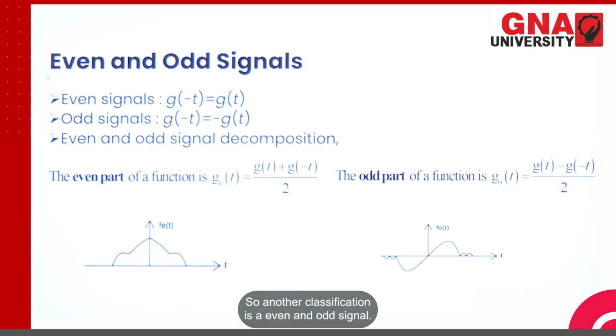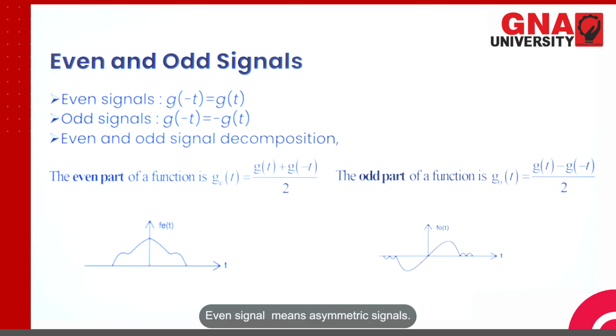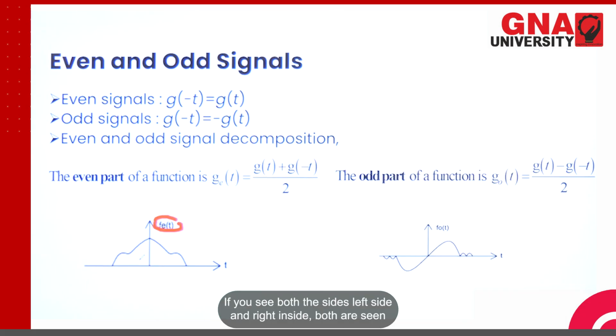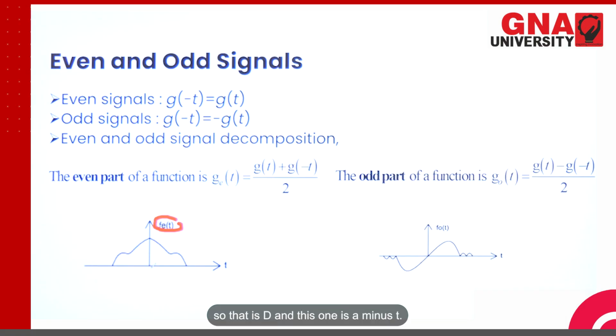Another classification is even and odd signals. Even signals means symmetric signals. If we see ourselves in the mirror, then we get the same output. That is called an even signal. Now in this example, that is called an even signal. If you see both sides, left side and right hand side, both are the same. That is t, and this one is minus t. Both are mirror images, left hand side and right hand side.